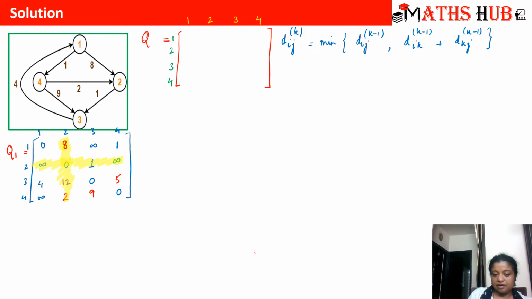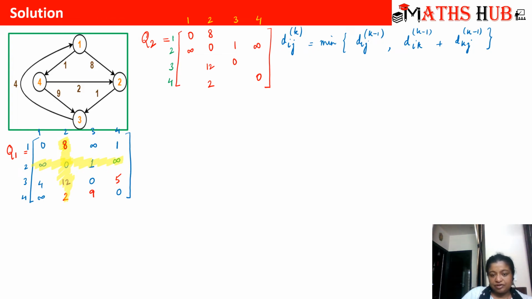Okay. So now we will develop Q2 here, right? When we are developing Q2, first of all, the diagonal entries will remain same, 0. And the entries in the second row and the second column will remain same. So we have 12 here, 2 here, infinity here, 1 here, and infinity here. So let's calculate the rest of the entries, right?